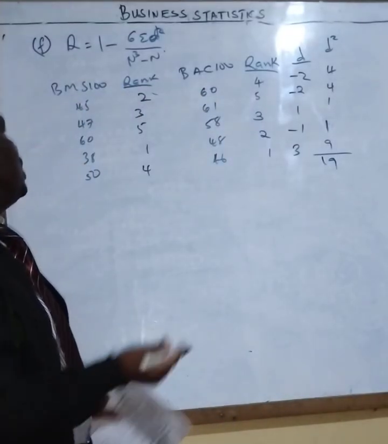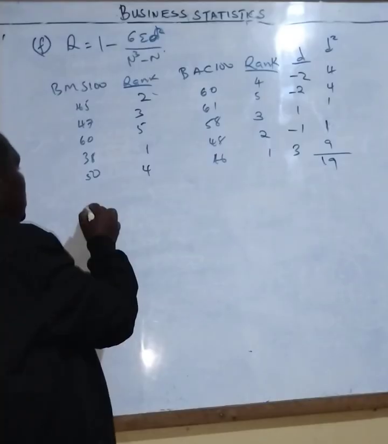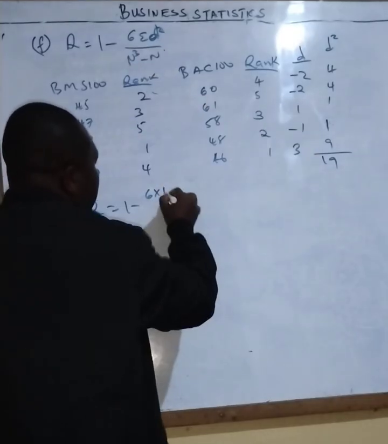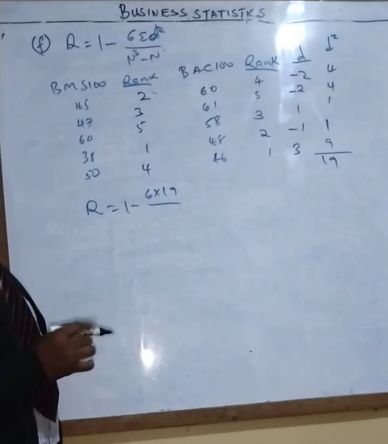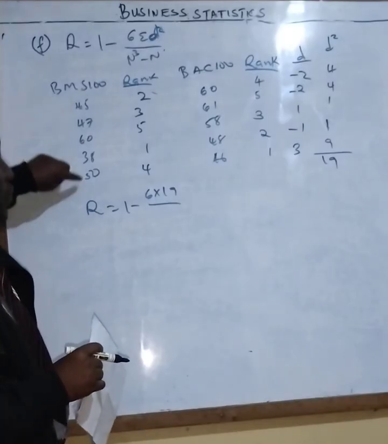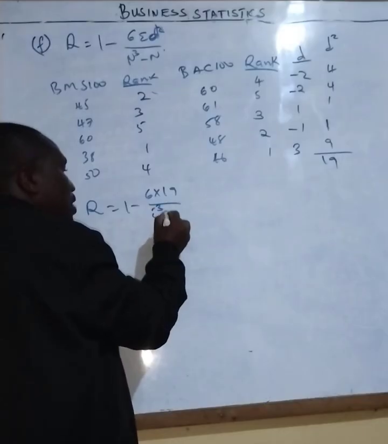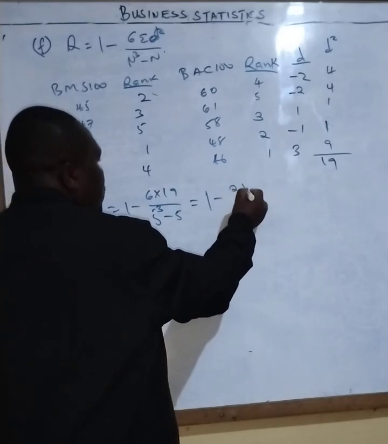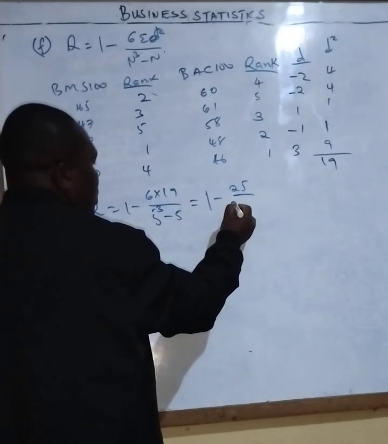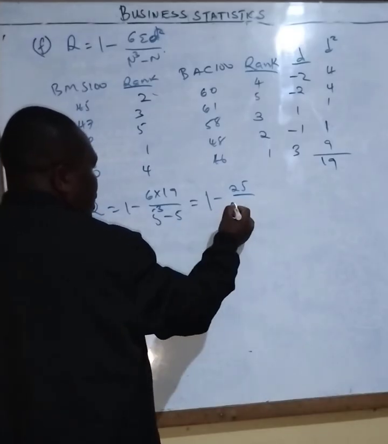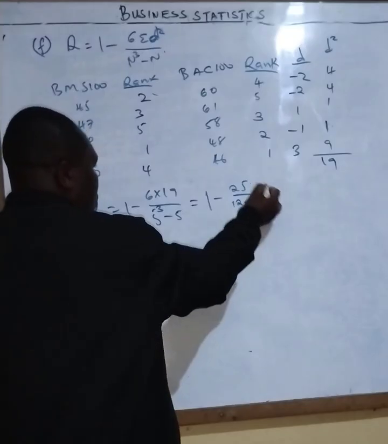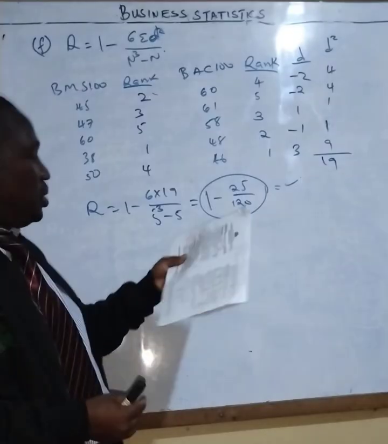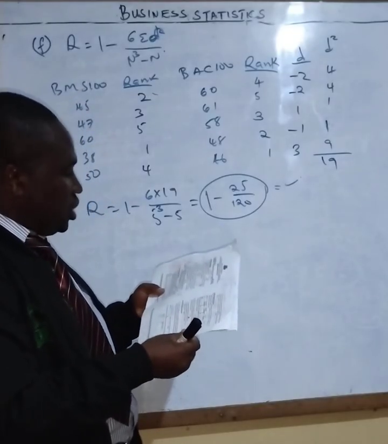Correct? Now, once you have that, you substitute into your formula. Then you say my R is 1 minus 6 times summation of D squared, which is that 19, divided by N, the number of items, which is 1, 2, 3, 4, 5. So it will be 5 power 3 minus 5. This gives you what, class? 1 minus that gives you 25 over, 125 minus 5 gives you 120. If you work this out, class, you get the answer you have been asked to calculate. This is how simple that question was. So I'm going to question 2.